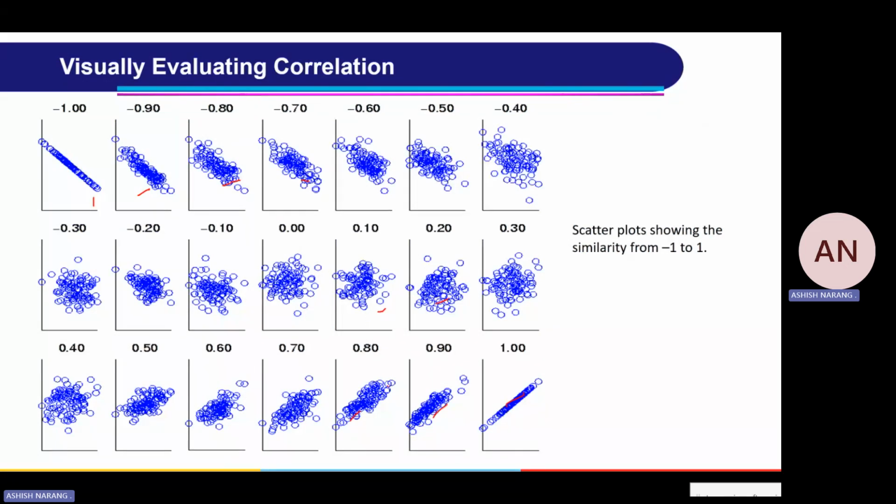Second thing about correlation is the magnitude. If it is close to -1, it's a very strong negative correlation. If it is close to +1, it's a very strong positive correlation, right? If the correlation value is 0, then the two variables are independent. They don't impact each other. This is the case, right?